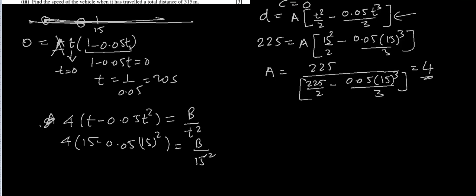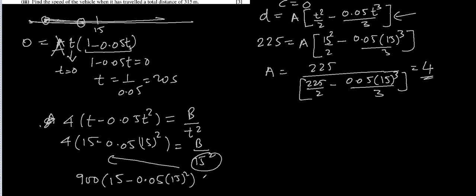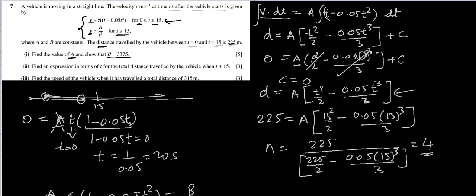15 square. So 15 square will go and multiply here, times 4 will be 900, 225 times 4, 900, and 15 minus 0.05 15 square equal to B. And if we put this in our calculator, we must get 3375. That's what they're asking us to show.